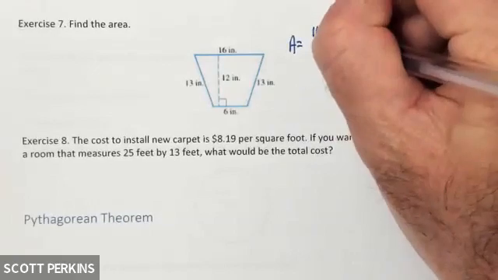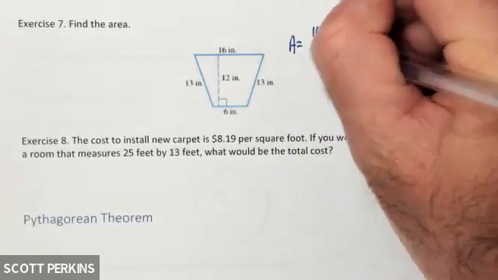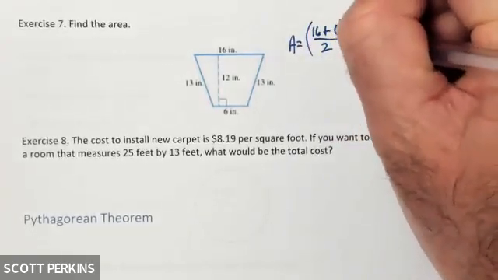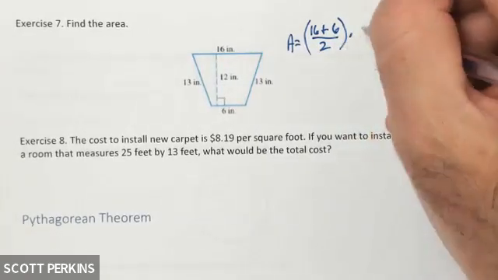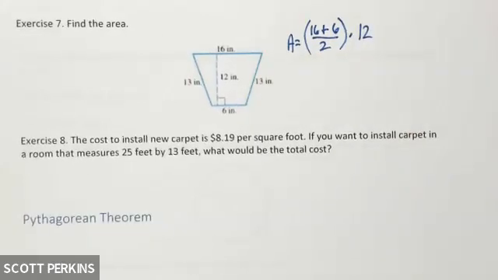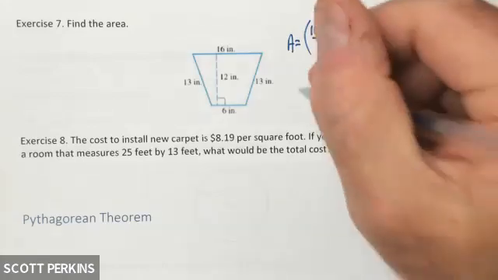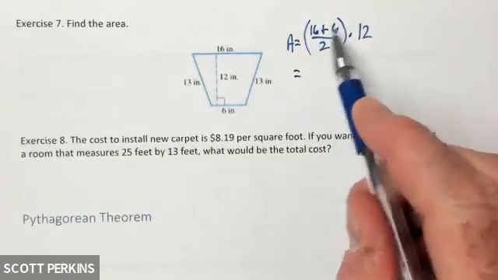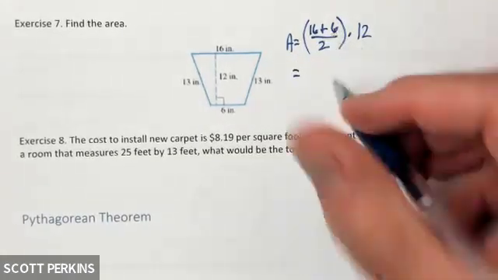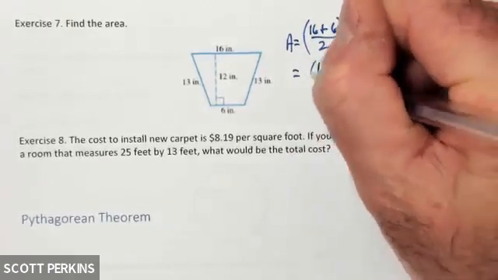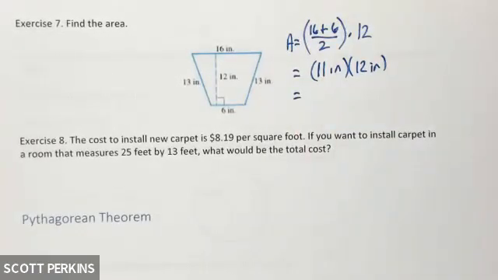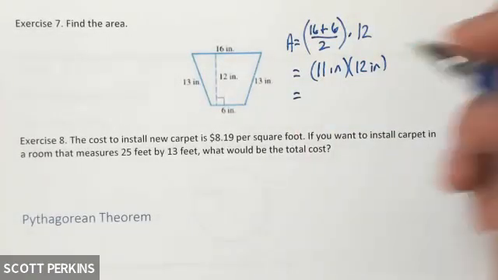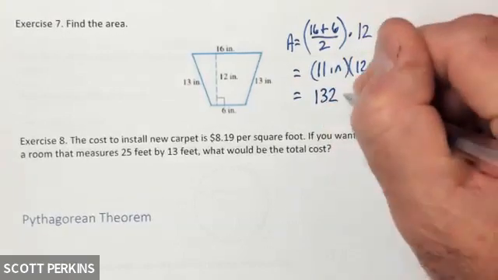So it's going to be the 16 plus the 6 divided by 2. That's the average of the bases. And then the height, which is the distance between those 2 bases, is 12. All my units are in inches. I had no conversions that I needed to do on this particular problem. So in the parentheses, 16 plus 6, that's 22, divided by 2 is 11 inches. And then the height is 12 inches. And when we do that, what do we end up with? Perfection.